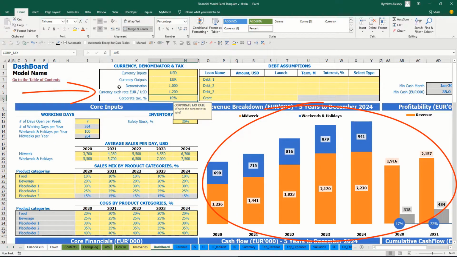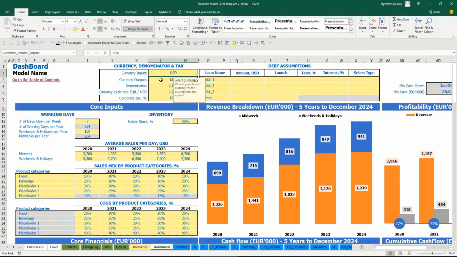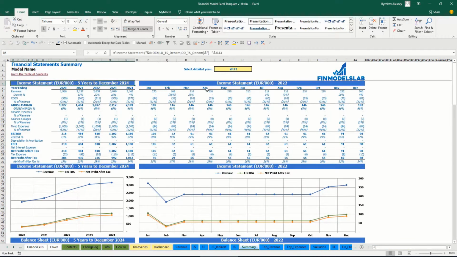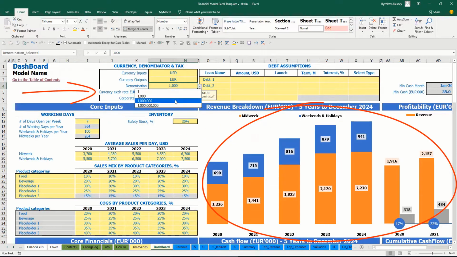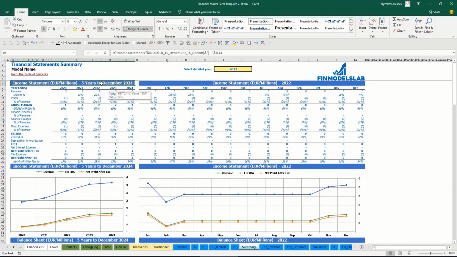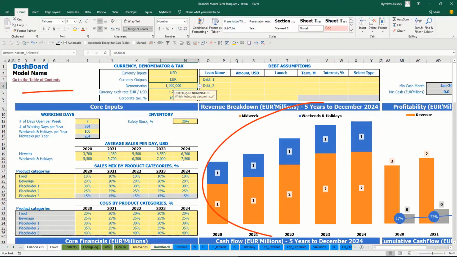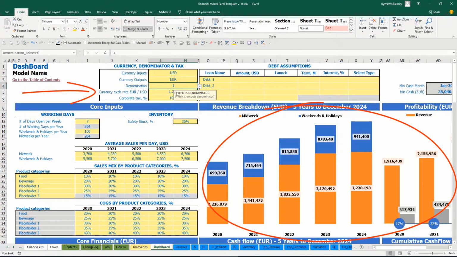In this case you will have in the model all your inputs in United States dollars, all your outputs in euros, and there will be conversion rate between currency inputs and currency outputs. Additionally, you have denomination, which means that you can denominate all your outputs on the reports. In this example, we have denomination is 1000, means that your outputs is denominated by 1000. You can select millions. You may see that now it is in $1 million. You can set also billions or without any denomination.